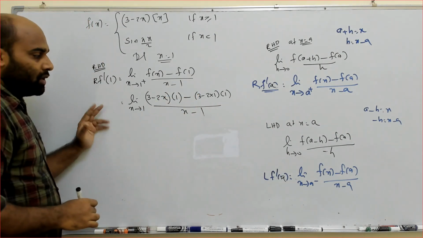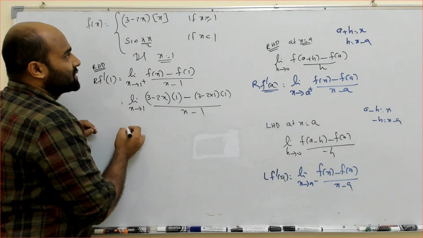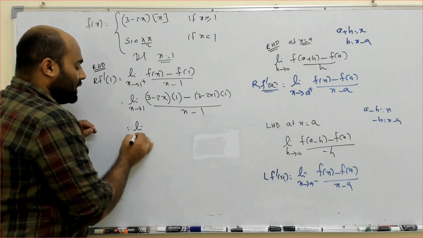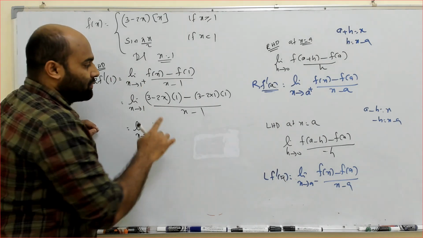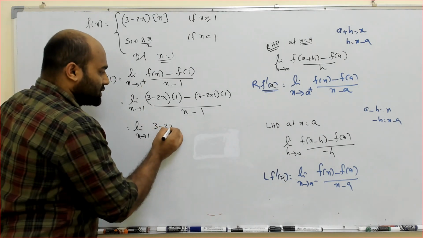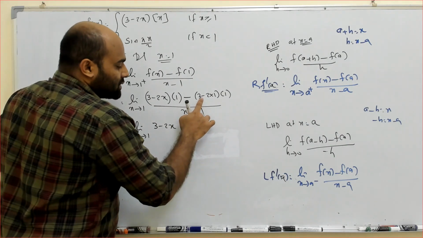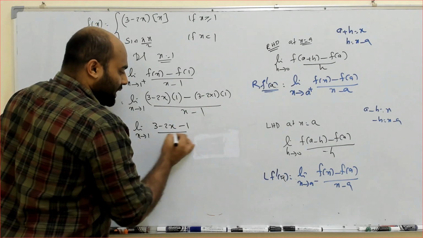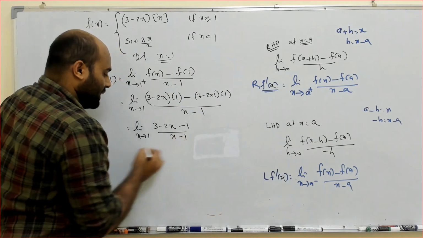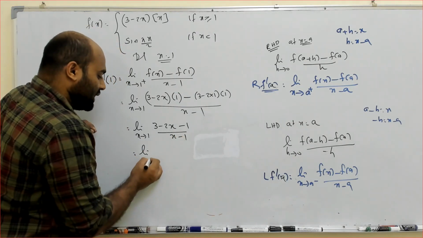It will be. Now we have to simplify first. First we have to simplify. What will be the limit x tending to 1? The limit we can give only after simplifying. So this will be 3 minus 2x. What about this? 3 minus 2 is 1. So minus 1 by x minus 1. So this can be written as limit x tending to 1.